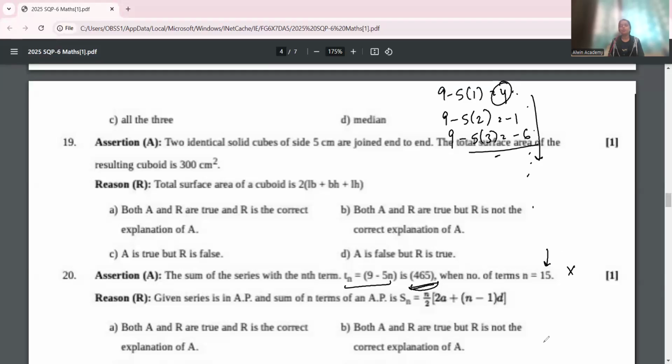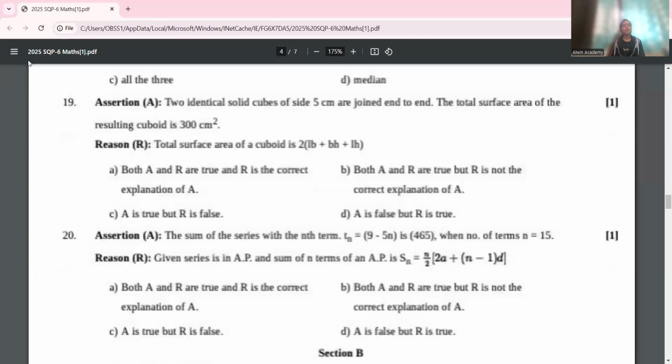Thus, A is false. If we look at the reason, given series is an AP and sum of n terms of an AP is Sn equals n by 2 times 2a plus n minus 1 d, the formula is correct. So A is false, R is true. We have option number D.